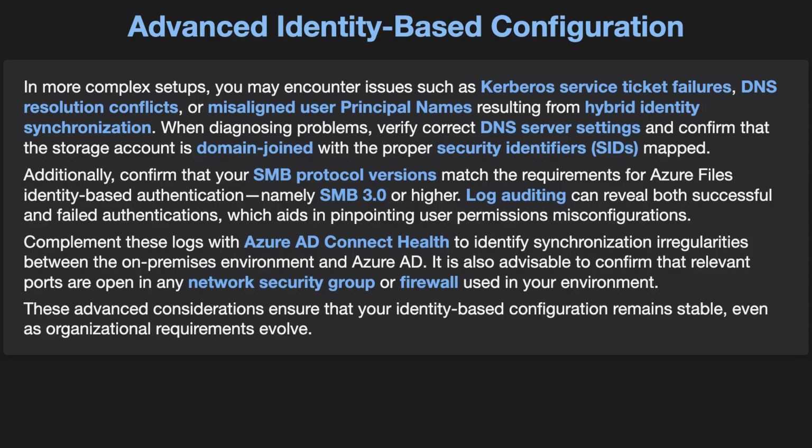Log auditing can reveal both successful and failed authentications, which aids in pinpointing user permissions misconfigurations. Complement these logs with Azure AD Connect Health to identify synchronization irregularities between the on-premises environment and Azure AD. It is also advisable to confirm that relevant ports are open in any network security group or firewall used in your environment. These advanced considerations ensure that your identity-based configuration remains stable, even as organizational requirements evolve.